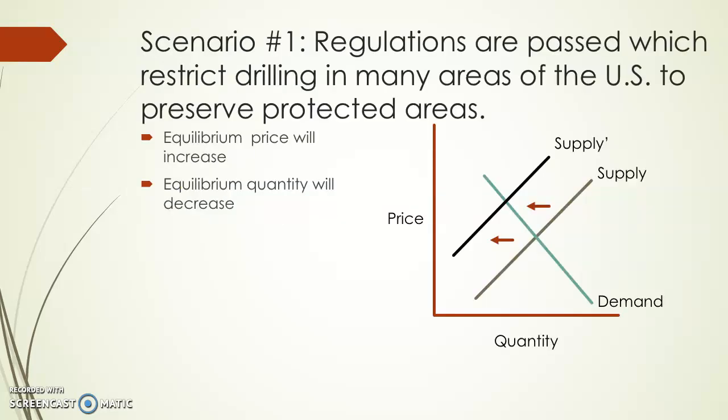Scenario number 1 is regulations that are passed which restrict drilling in many areas of the United States to preserve protected areas. In this scenario, the regulations are going to affect oil company X, the producer or supplier, because it will be harder for oil company X to drill oil. This is going to cause a decrease in supply, so the supply curve, as shown in the graph, is going to shift to the left. When this supply curve shifts to the left, the equilibrium point is going to change. The equilibrium price will increase and the equilibrium quantity will decrease.